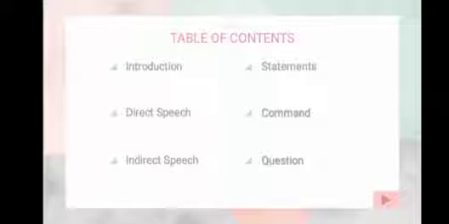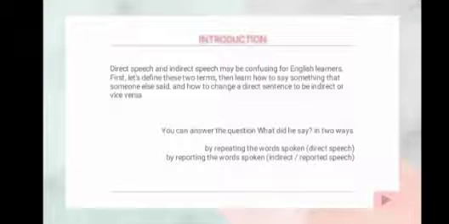Today, I want to invite you to study together in English, and the material is direct and indirect speech. Table of contents. There are introduction, direct speech, indirect speech, statements, command, and the last question. Introduction. The outline is direct speech by repeating the words spoken, and indirect speech by reporting the words spoken.